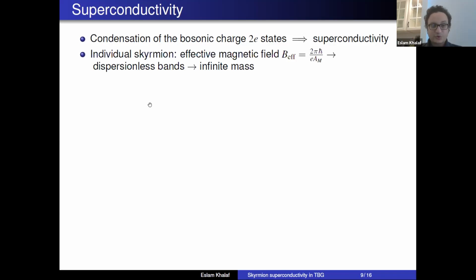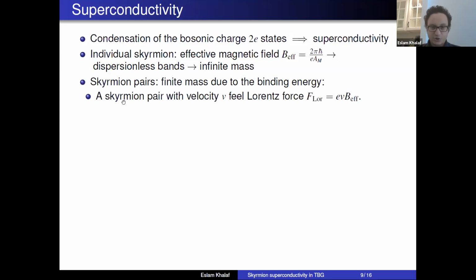This is important because individual skyrmions are not really free to move because they experience an effective magnetic field, which means that their dispersion is given by some Landau level dispersion, and they have effectively an infinite mass. However, this pair of skyrmion and anti-skyrmion actually feels a net magnetic field of 0. And it acquires a mass through a very interesting mechanism. So this has a very intuitive picture.